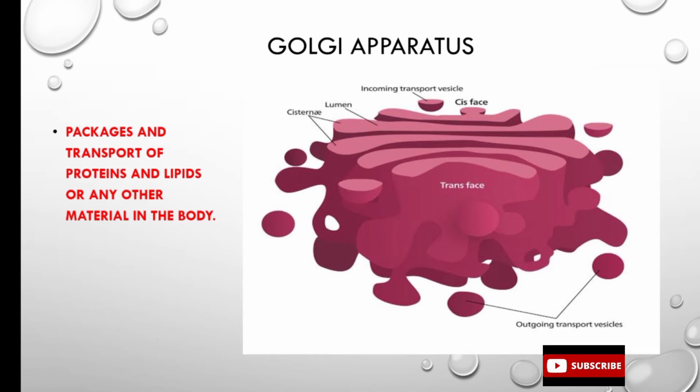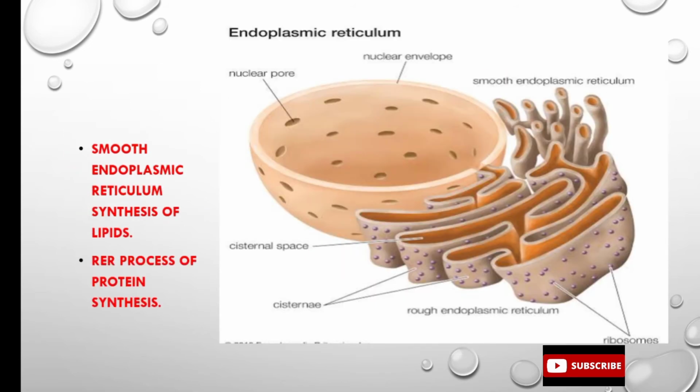Then there is Golgi apparatus. Golgi apparatus is basically the packager of the body. So these used to pack all the proteins and lipids in the form of vesicles. So from the cis face, the proteins and other metabolic substances used to enter, and from trans face, they in the form of vesicles go out. Okay, outgoing transport vesicles. So this is the factory of packaging, Golgi apparatus. Okay. Then there is endoplasmic reticulum.